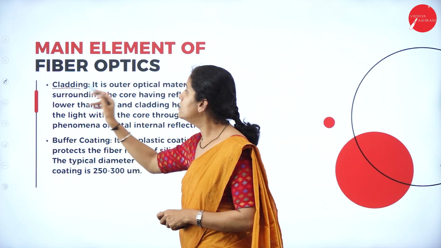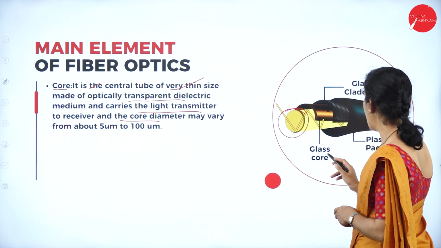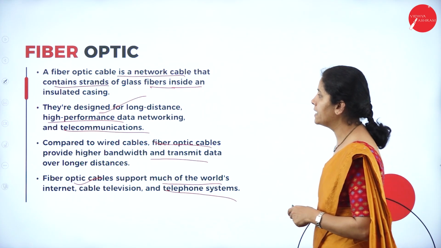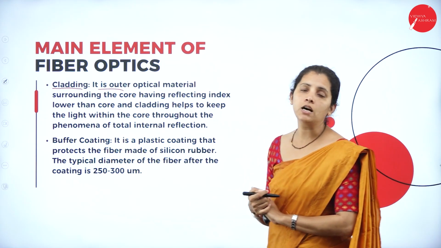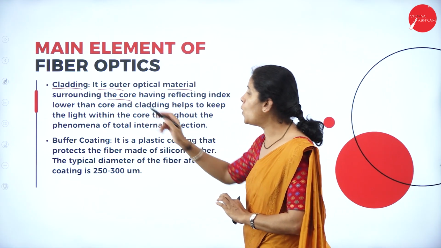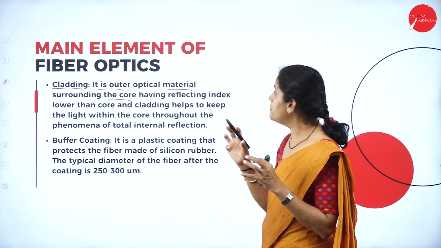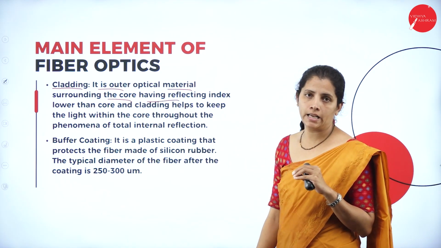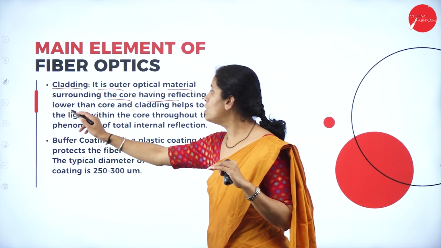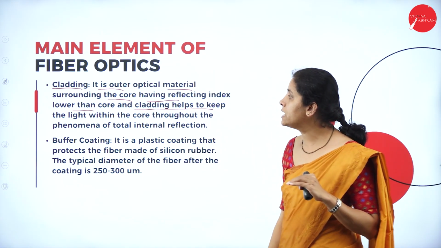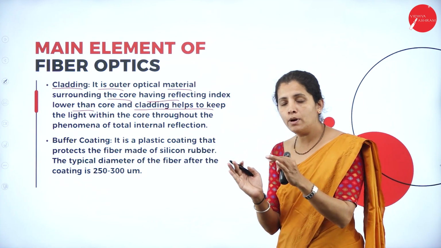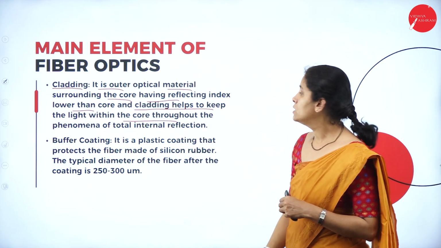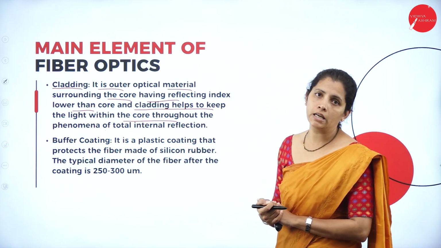Now another core component here is the cladding. See here, this is my glass core and I have the glass cladding. This glass cladding is the outer optical material surrounding the core. So cladding is nothing but the outer optical material which surrounds the central core. It must have a refractive index lower than the core, and cladding helps to keep the light within the core through the phenomenon of total internal reflection.